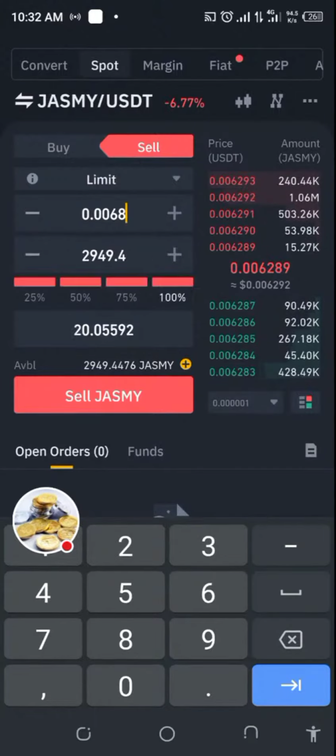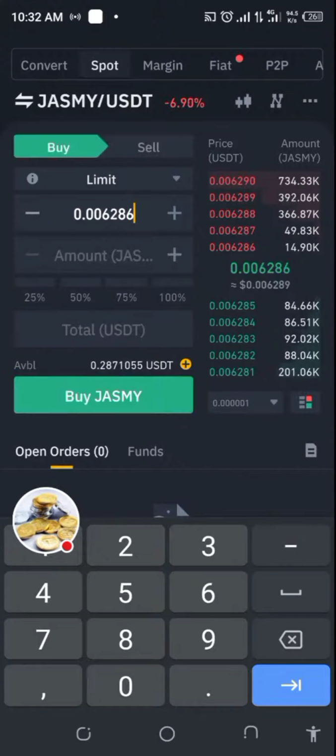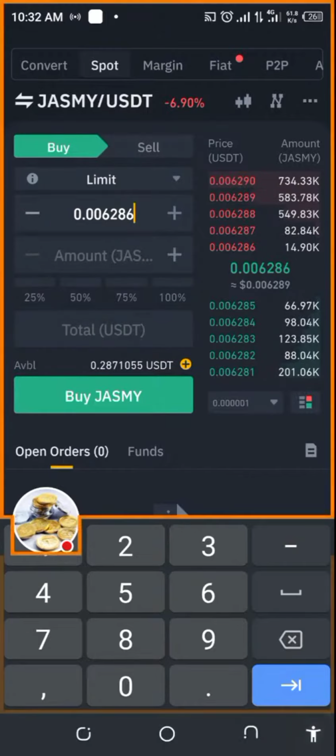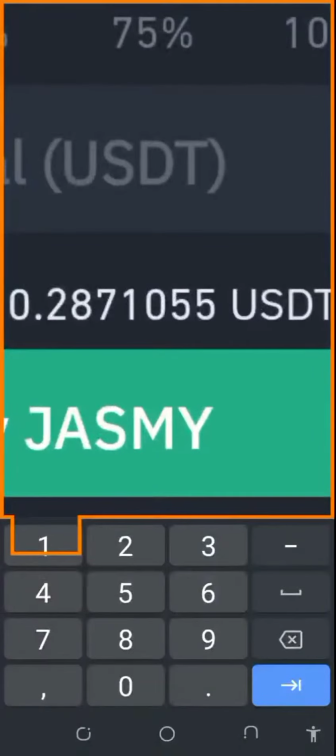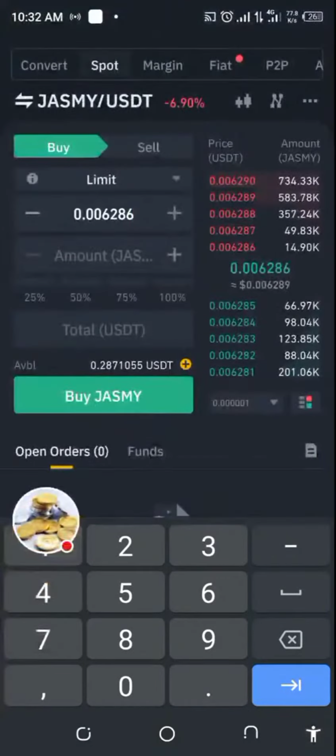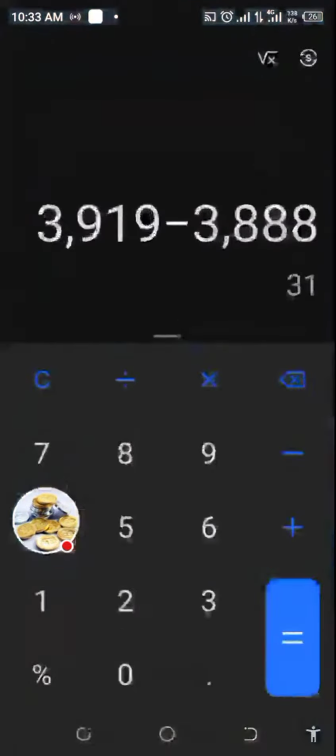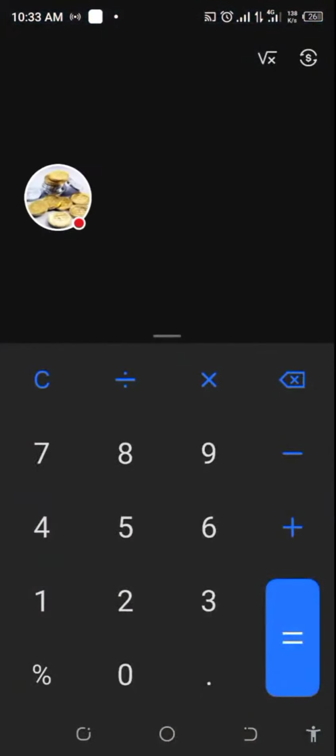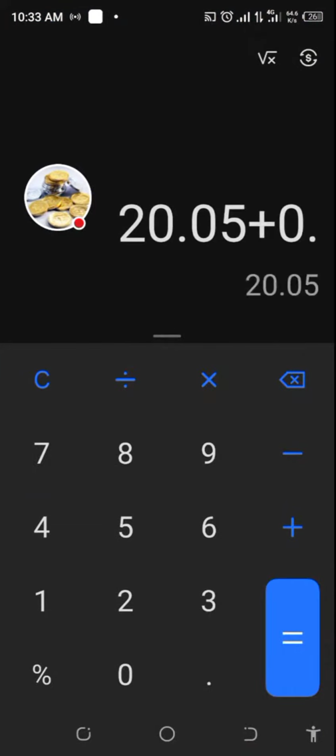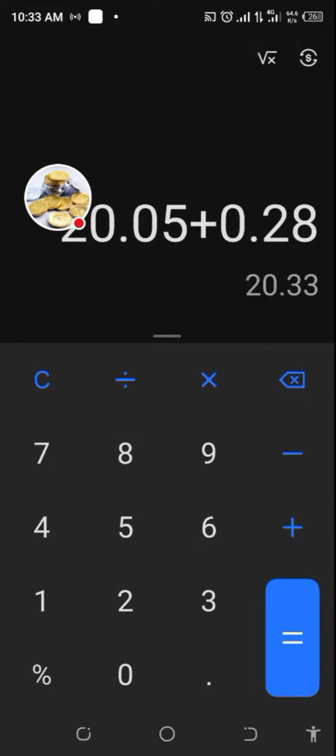So if I do this, I'm going to get 20.05. And don't forget, if I go back to USDT, I still have 28 cents that it didn't pick up. So if I add all of that to my calculation, 20.05 plus 0.28, that will come to 20.33. All right, so that's actually not bad.